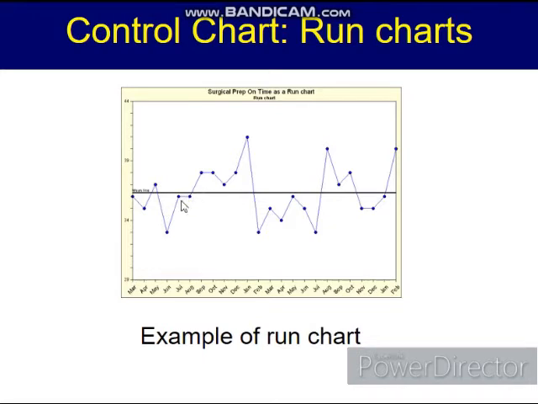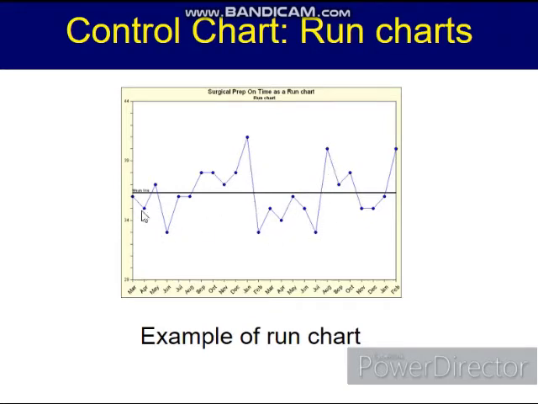Again, this is an example of a run chart. On the x-axis is time, which in this particular case is in months. And on the y-axis is the variable that they want to measure, which in this example is the surgical prep time. So they can see the fluctuations of the surgical prep time as a function of time.